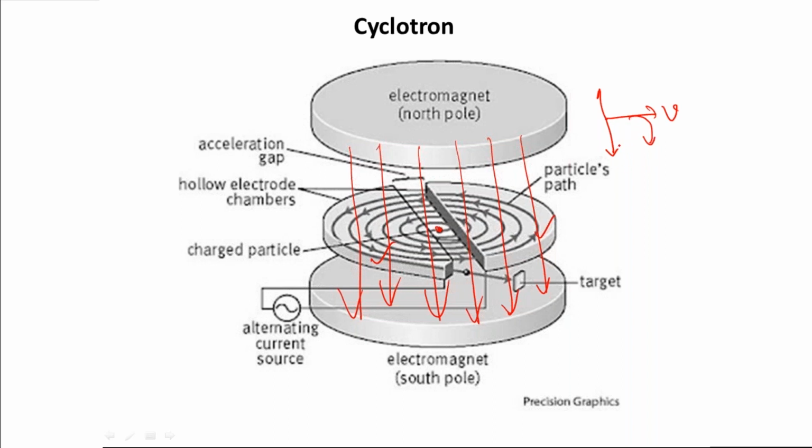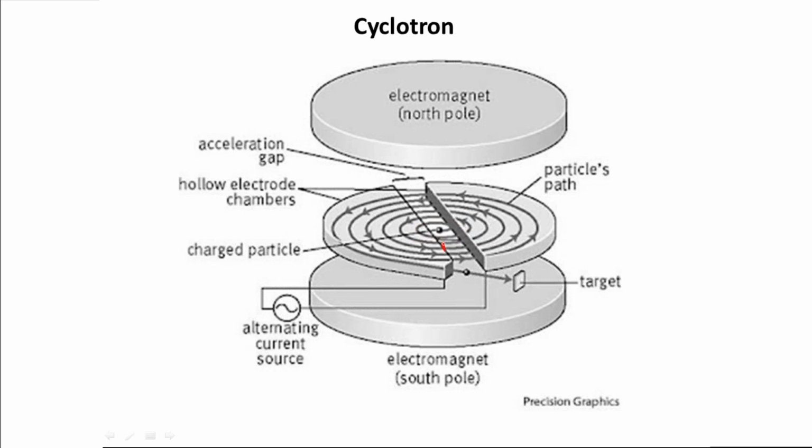So when it tries to undergo a circular motion, it starts from here and goes in the D, and when it completes half of the revolution, it is coming at the edge of the D's. So it has to cross this and go here to complete the circular motion. But what happens when it comes exactly at the edge?